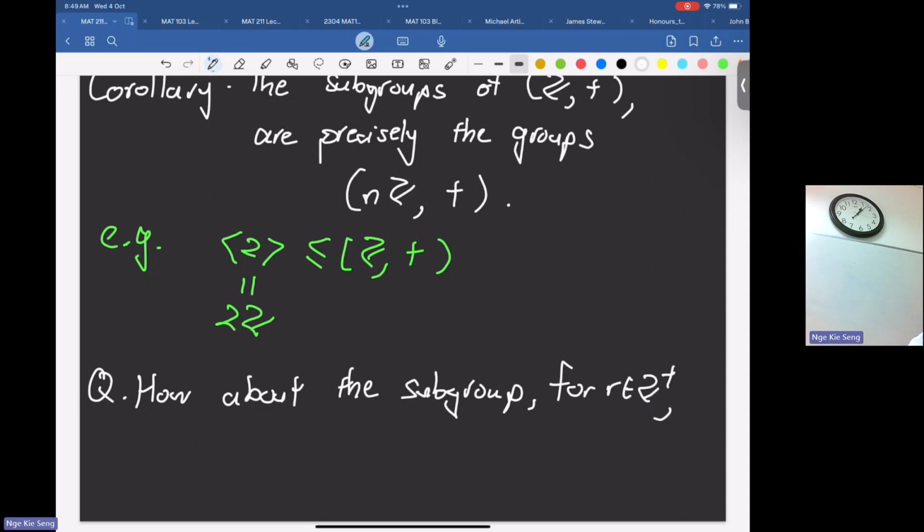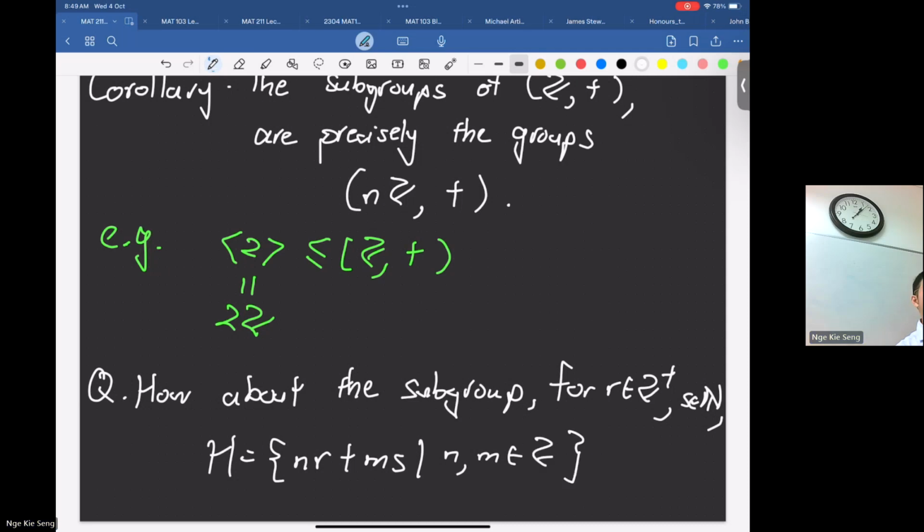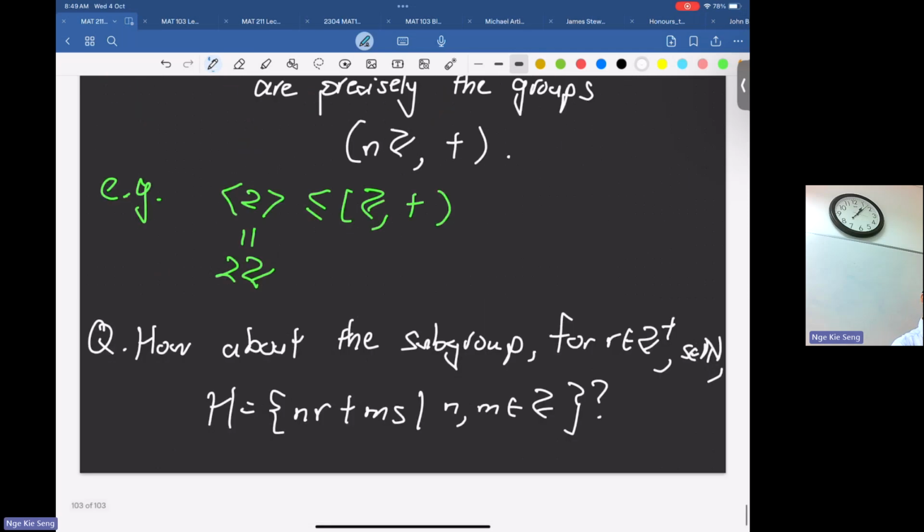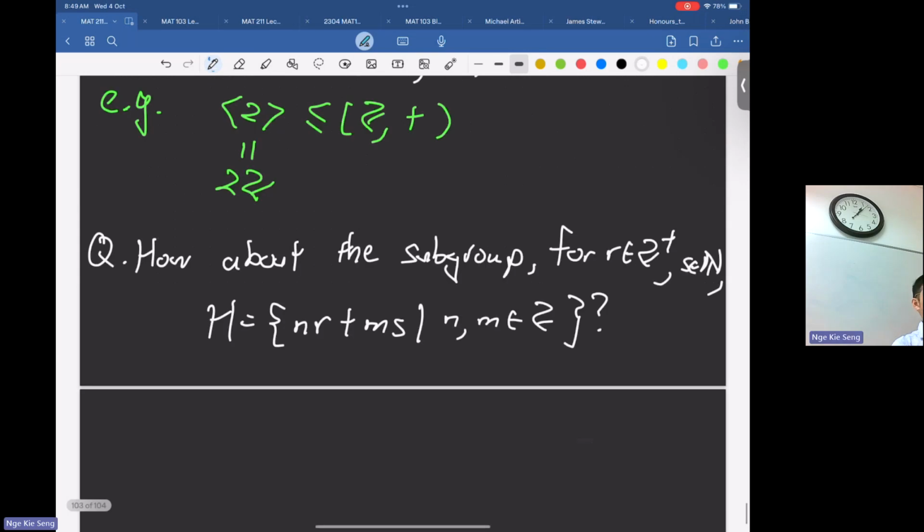One of them is positive. One of them can be 0. How about this group? The set of nr plus mx, for n and m in Z. Does this look familiar to you or not? nr plus mx, fixing r and x. Is this a group? Is there an identity in there or not?